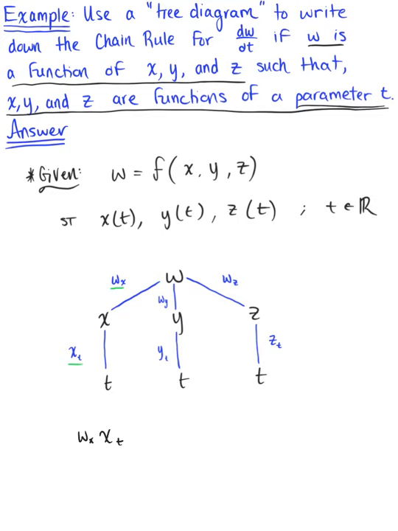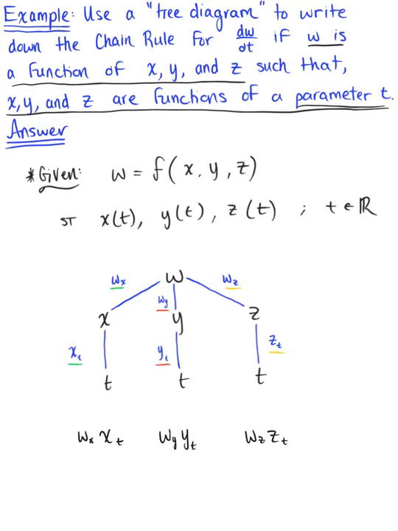Moving along the middle branch, we have the partial derivative of w with respect to y multiplied by the derivative of y with respect to the arbitrary parameter t. And last but not least, moving along the branch furthest to the right, we have the partial derivative of w with respect to z multiplied by the derivative of z with respect to the parameter t.